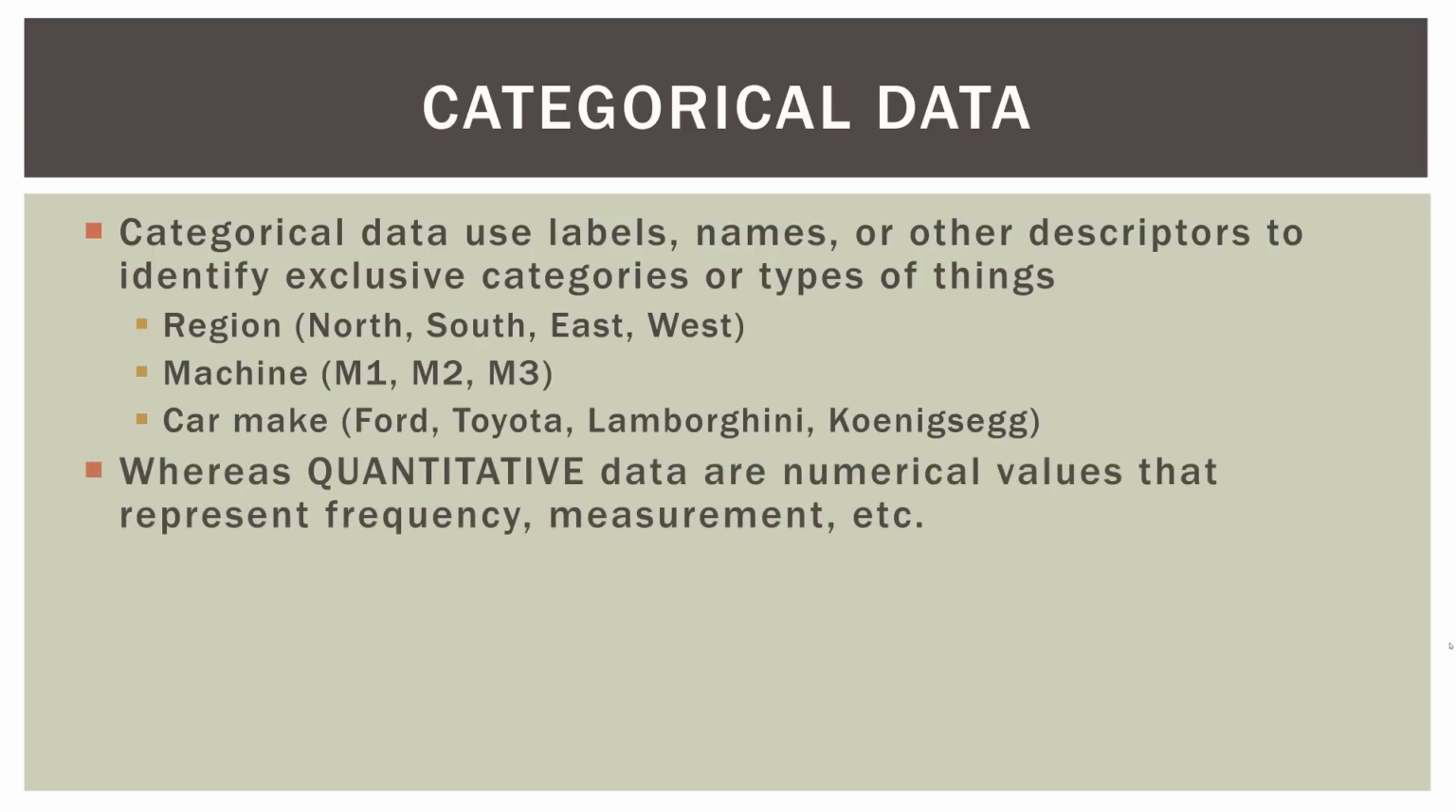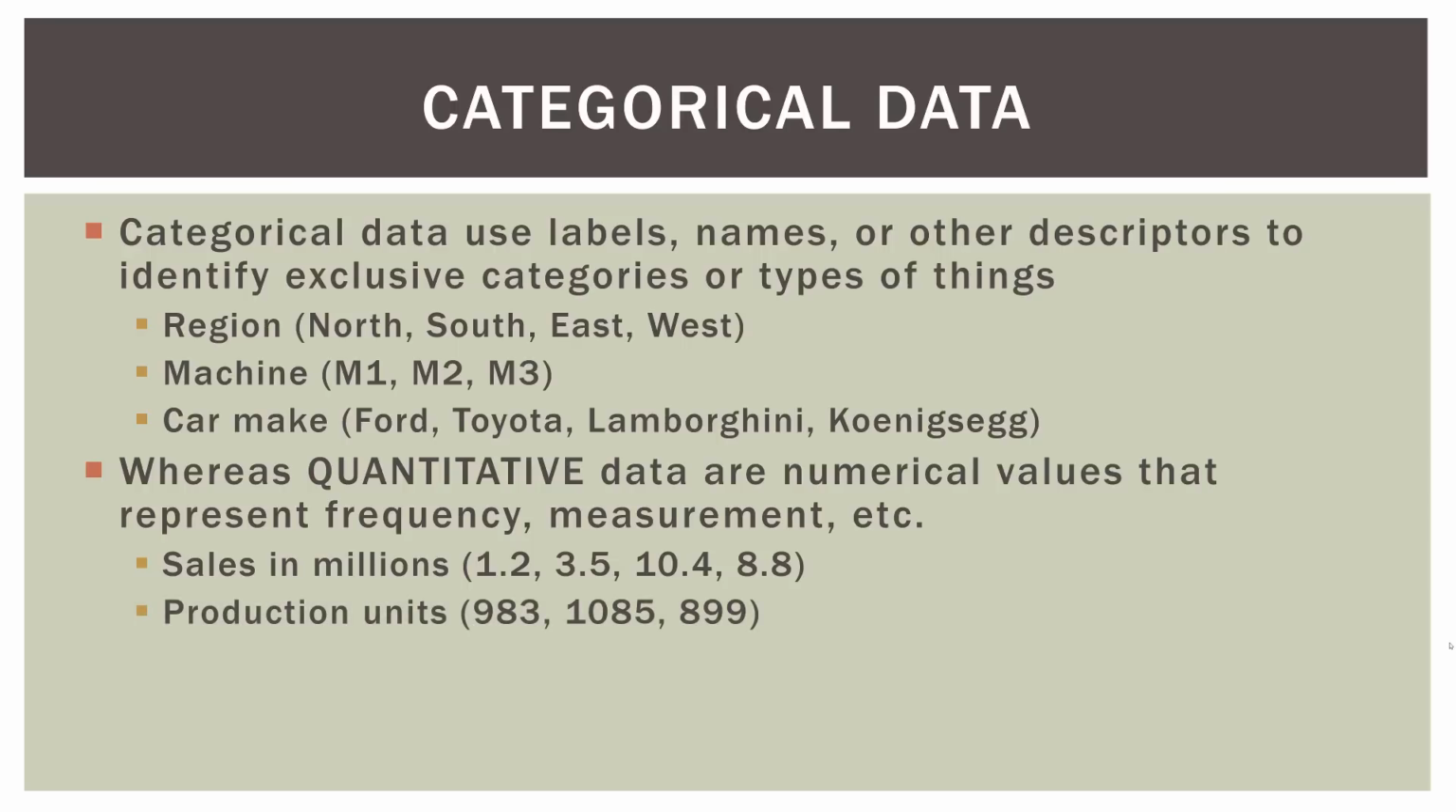Now, I'm sure you've also heard about quantitative data. Quantitative data, in comparison to categorical data, are numerical values that represent frequency, measurement, or something else like that. So let's look at our regions up above. We have the region of north, south, east, or west, and we could have a quantitative data point for sales for those regions. So maybe $1.2 million for north, 3.5 million for south, 10.4 for east, and 8.8 million for west, for example. The three machines above could have production units, 983, 1085, and 899.